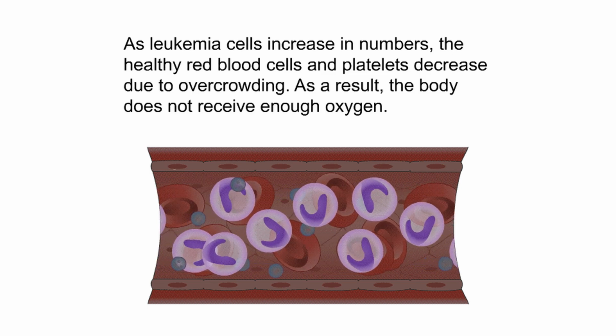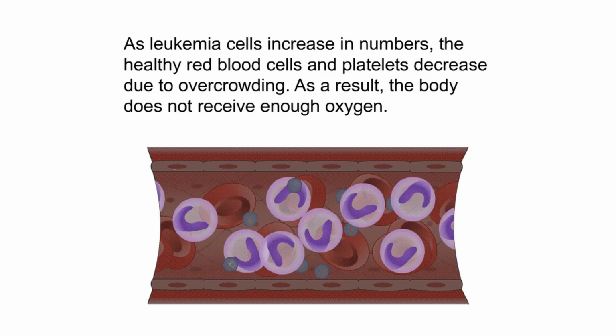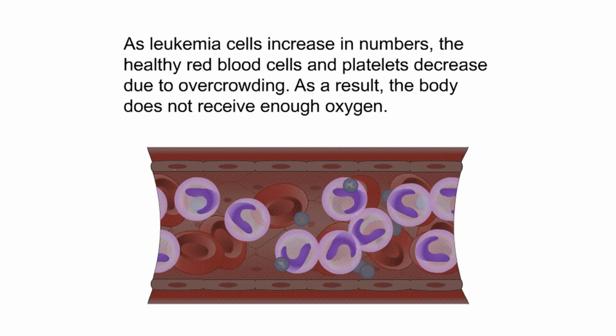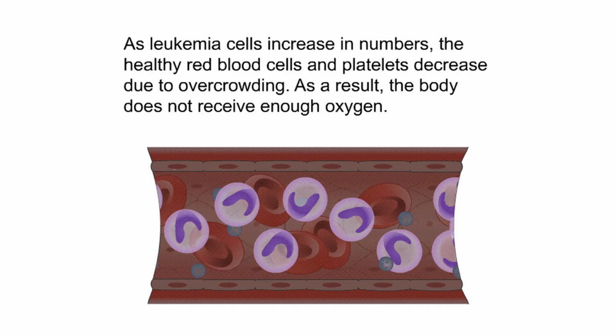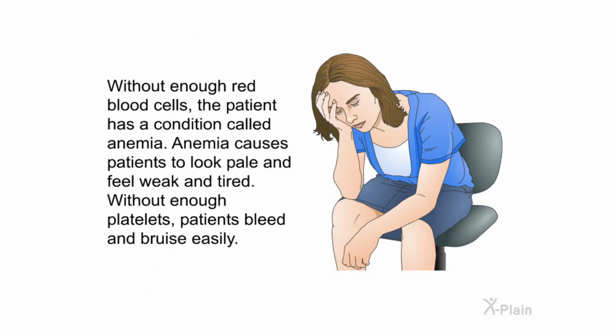As leukemia cells increase in numbers, the healthy red blood cells and platelets decrease due to overcrowding. As a result, the body does not receive enough oxygen. Without enough red blood cells, the patient has a condition called anemia. Anemia causes patients to look pale and feel weak and tired. Without enough platelets, patients bleed and bruise easily.